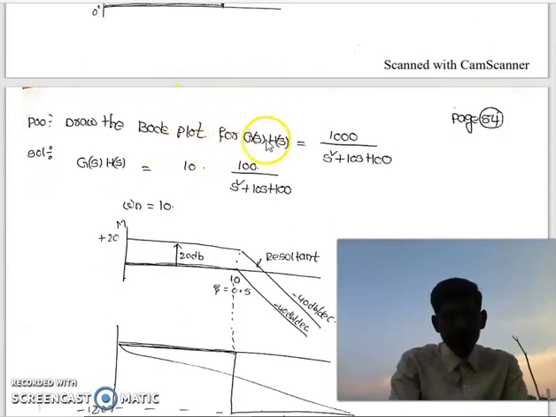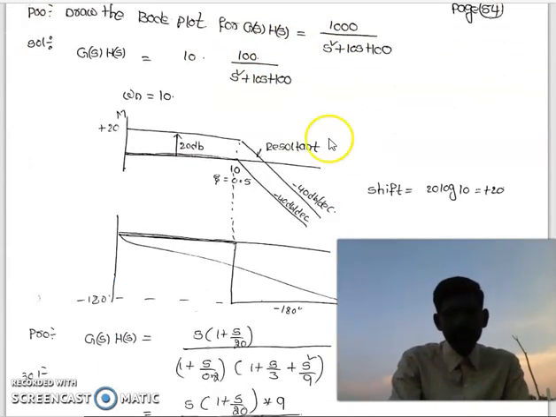Draw the Bode plot for G(s)H(s) equal to 1000 divided by s squared plus 10s plus 100. This can be written like this, rearranging into a second order system. Compare with the standard form. So omega n equal to 10 here.